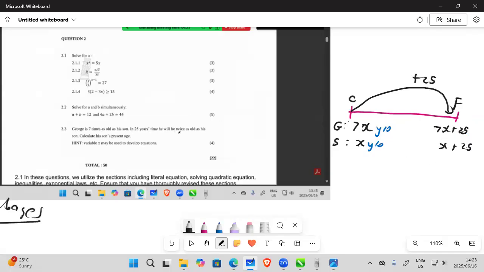He will be twice as old as his son. In 25 years, he will be twice as old as his son.